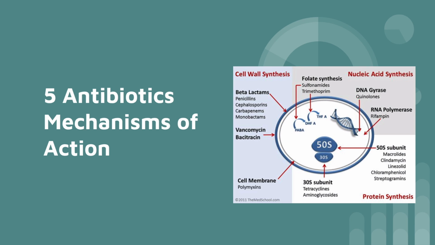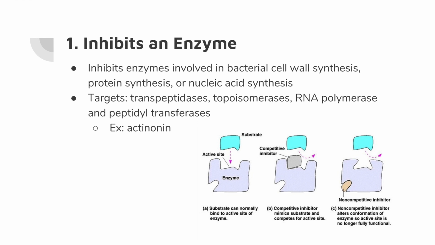We will go through the 5 antibiotic mechanisms of action. The first one is inhibiting an enzyme. These antibiotics inhibit enzymes involved in bacterial cell wall synthesis, protein synthesis, or nucleic acid synthesis. They do this by changing the shape of the enzyme, which inhibits their ability to construct the cell wall and causes the cell wall to break. The enzyme targets include transpeptidases, topoisomerases, RNA polymerase, and peptidyltransferases. An example of an antibiotic that does this is actinonin.